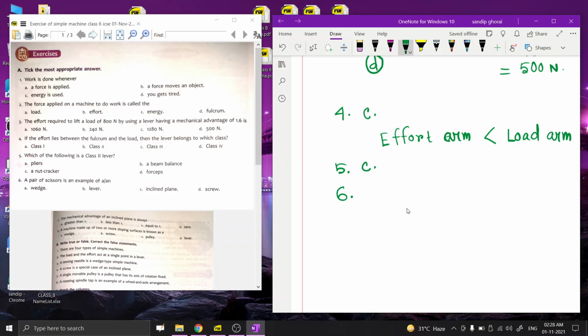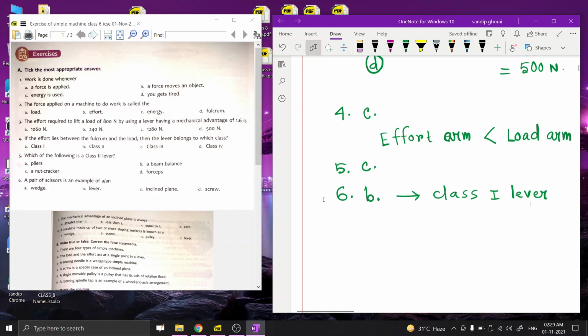Now we move to our next question, 6. The question number 6 is: a pair of scissors is an example of a what? Simply, this is a lever. Okay, so option number B is the correct answer. Actually, a pair of scissors is an example of a lever. Okay, this is a first class lever, class 1 lever.